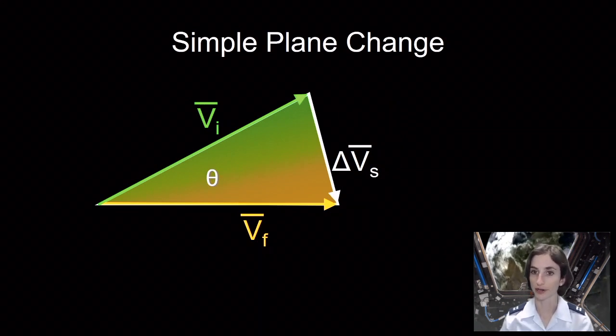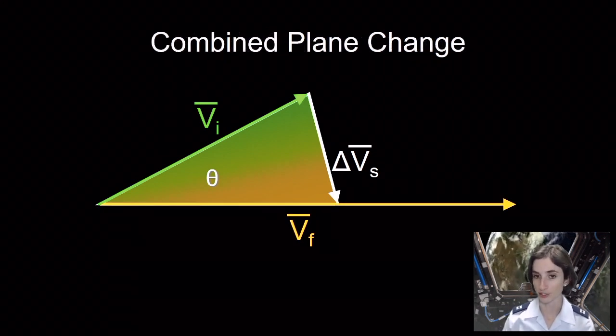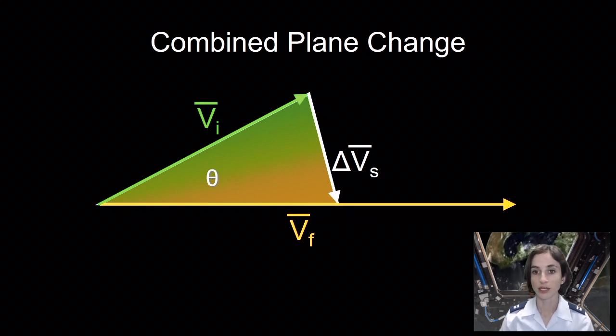Let's look back at the triangle we drew for delta V for a simple plane change. Now, for a combined plane change, the difference is that the final velocity vector is actually going to be a different magnitude than the initial velocity, unlike with the simple plane change. The difference in the final velocity vector's magnitude is due to the additional velocity from the Hohmann transfer, either delta V1 or delta V2.